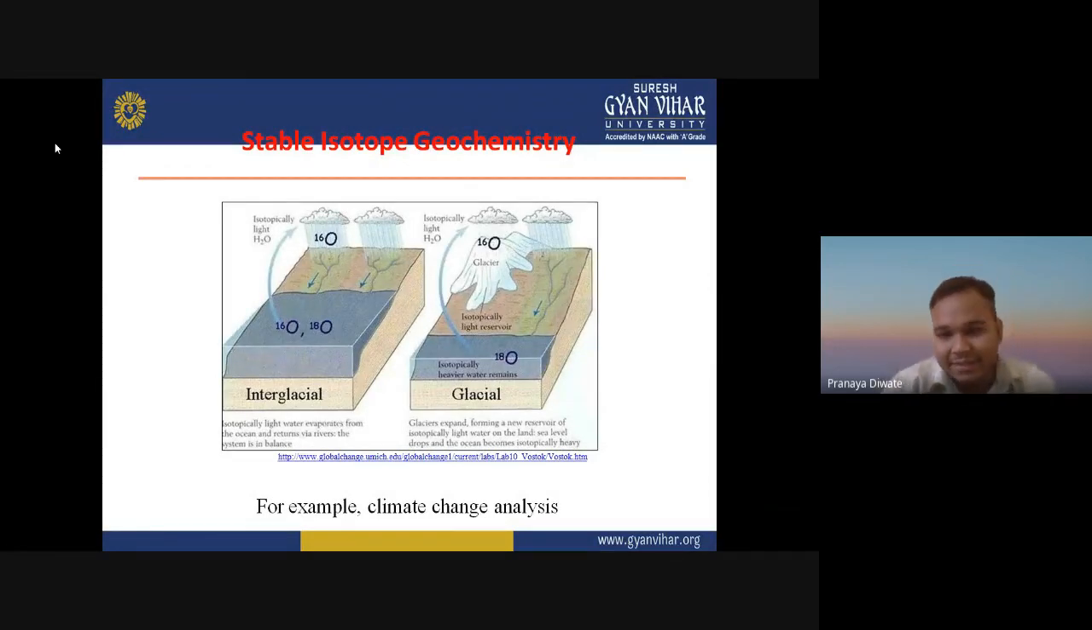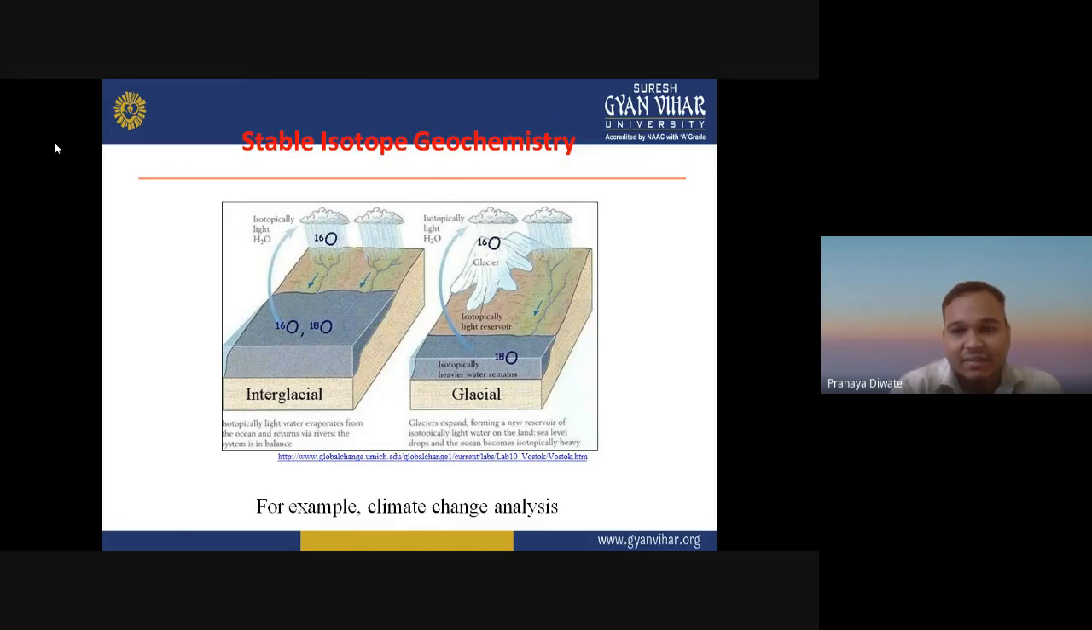So mostly in the climatic studies, isotopically light water evaporates from the ocean and returns via rivers, and the system is in balance. So you have isotopically light H2O in the clouds. During the glacial period, this is vice versa. Isotopically light water evaporates from the ocean and returns via river. The system is balanced.